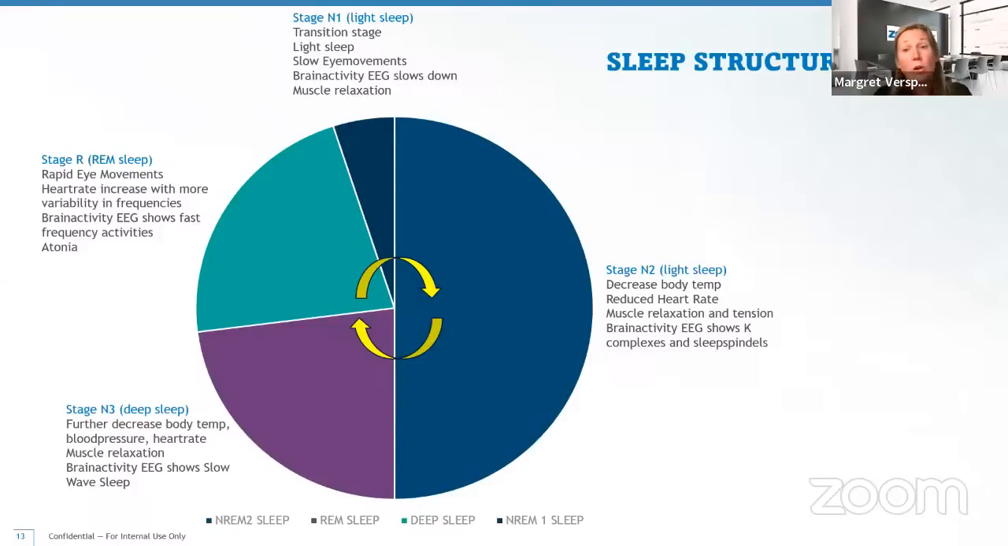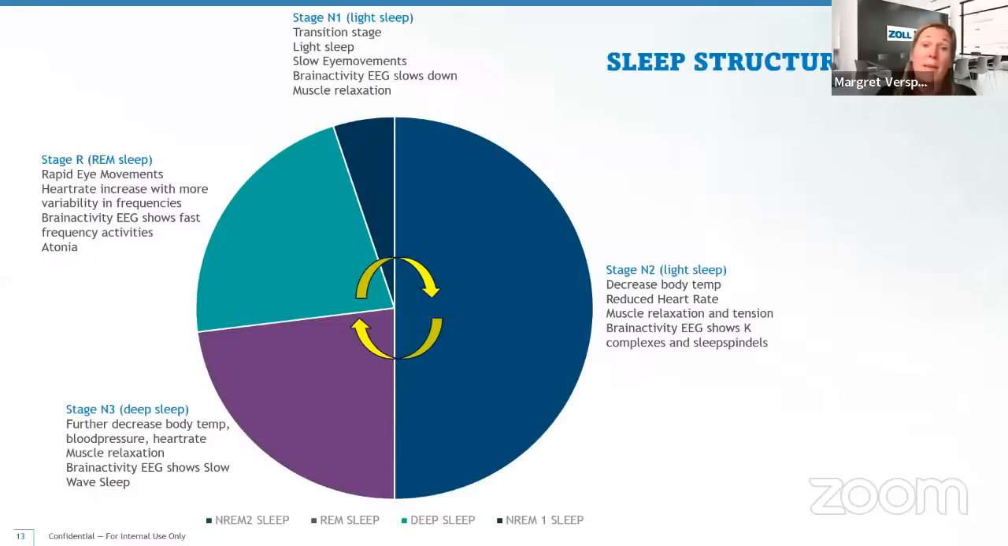When you go to the next stage, stage N2, it's also light sleep, but things are changing a bit. You go to a bit deeper sleep, and you have a decrease of your body temperature and a decrease of your mean heart rate. Muscle relaxation and tension is a bit mixed, because when you have arousals, you can still get woken up by sounds outside. Your brain activity, your EEG, shows K complexes and sleep spindles. So this is a different kind of EEG. In N1, we saw some slowing down, more theta activity. Stage 2 has specific brain activity like K complexes and sleep spindles.